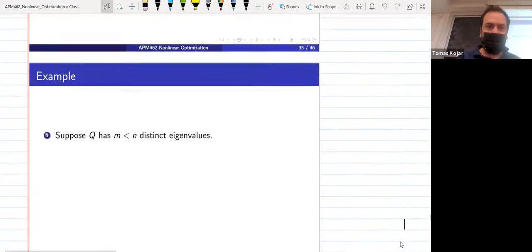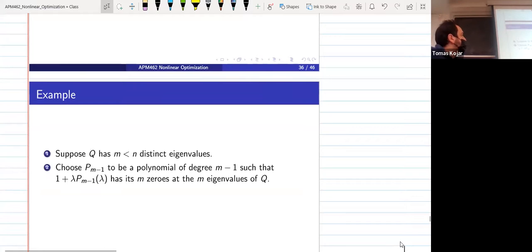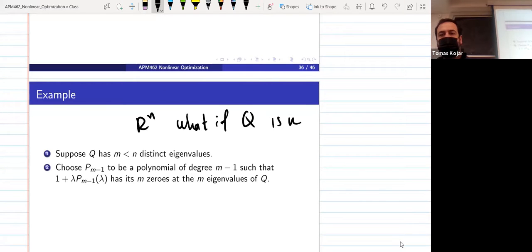Right, so let's see how you apply it. You know, one problem with matrices is that they're not always diagonalizable, right? So you have multiplicity. So all that means here is that even though the space is n-dimensional, what if Q is not diagonalizable?